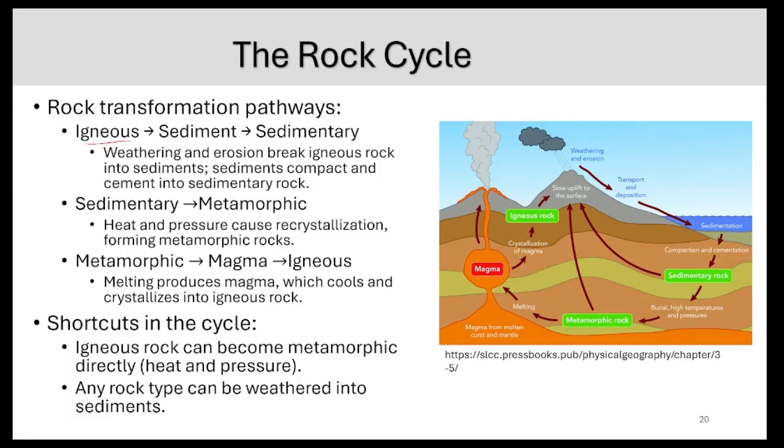However, there are some shortcut paths in this cycle. It doesn't have to follow the cycle exactly. Sometimes igneous rocks can be metamorphosed directly, and any rock type can weather into sediment. So even metamorphic rock can form sediment, not just igneous rock, or chemical precipitates. Basically, the rock cycle is the Earth's natural recycling system.